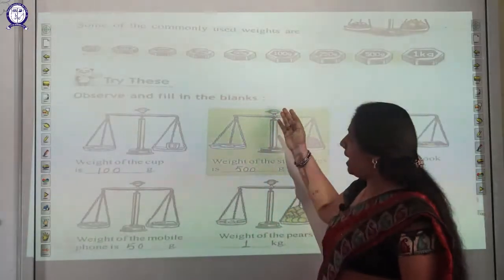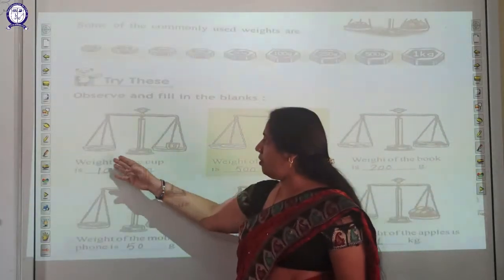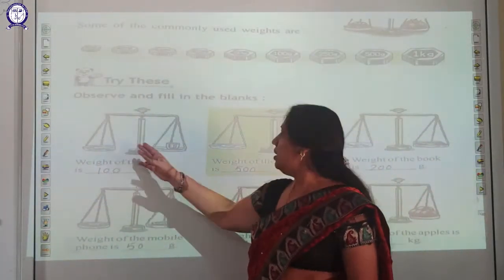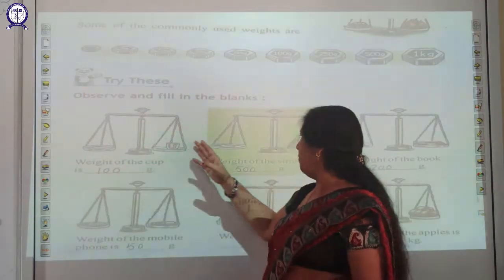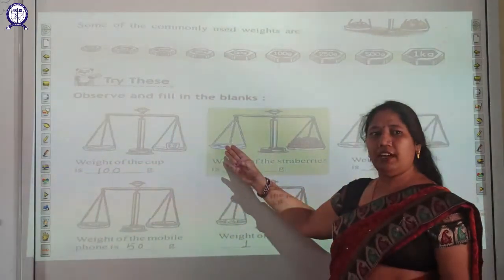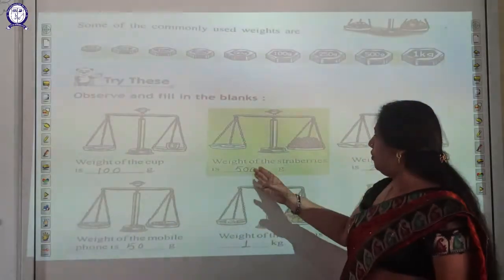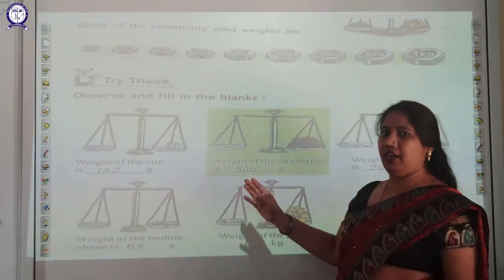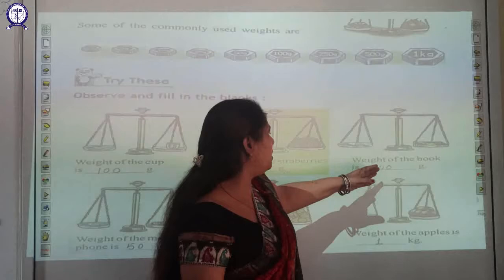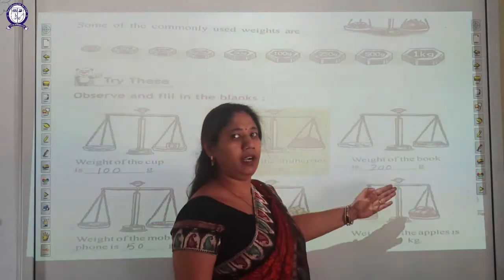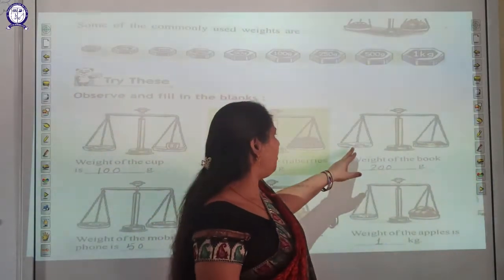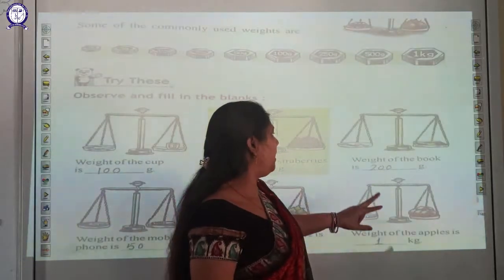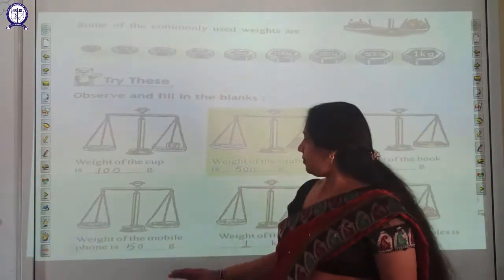Observe and fill in the blanks. Weight of a cup, you have to look here, 100 gram weight. So that is equal to 100 gram. That is a 500 gram weight. So that is equal to strawberries, 500 gram. And the weight of this book is equal to 200 gram. So you have to look, 200 gram is there.